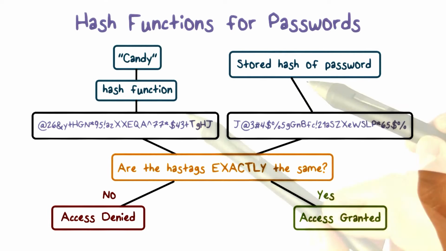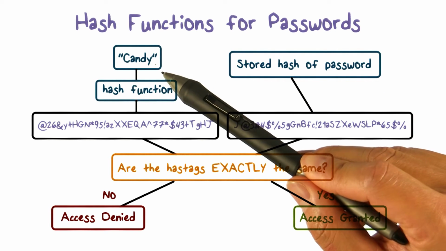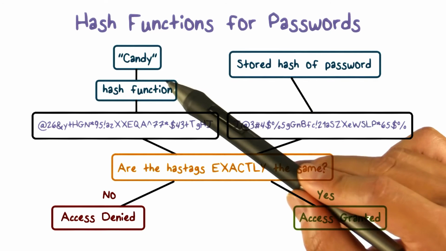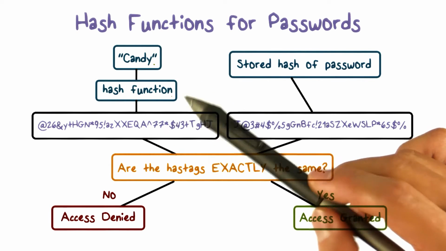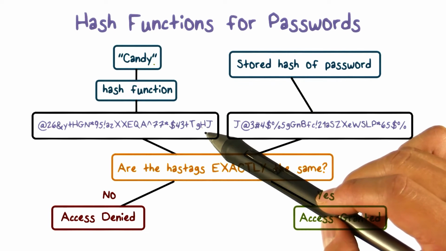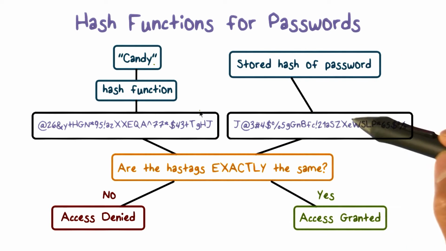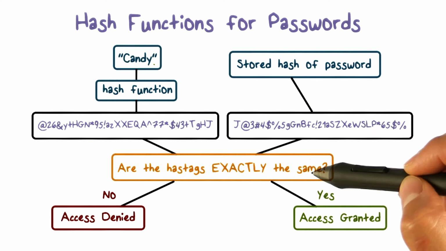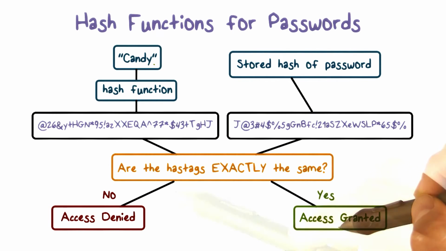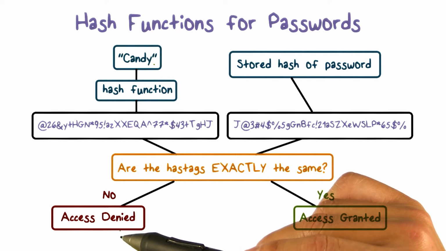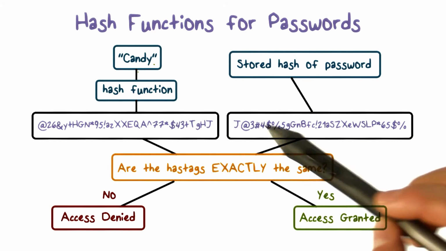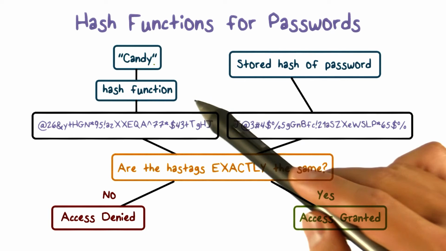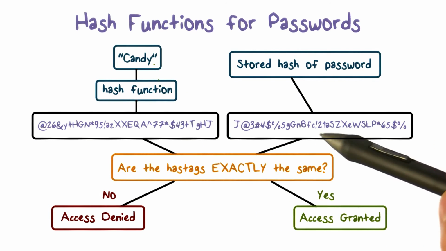What happens? For example, when a user supplies a password candy, the system would take the input candy and hash it, and then compare the hash value with the stored hash of a password on the system. If they match, then the access is allowed. Otherwise, access is denied. That is, the clear text password candy is never stored on the system. Only the hash of the password is stored on the system.